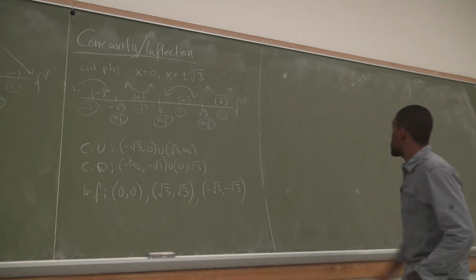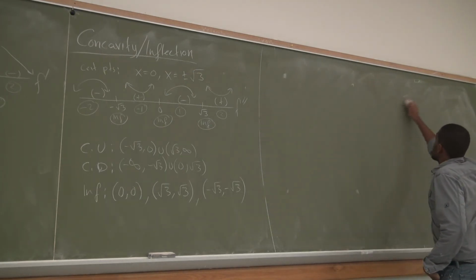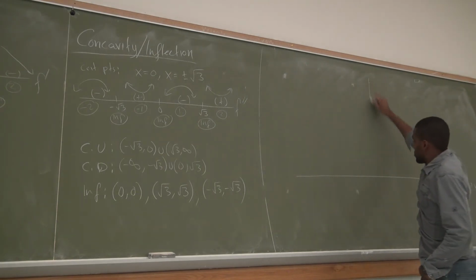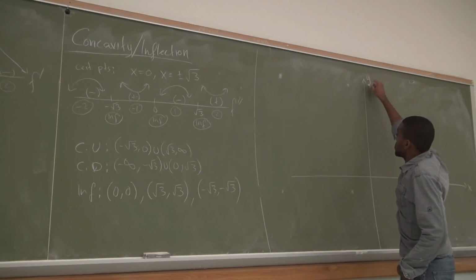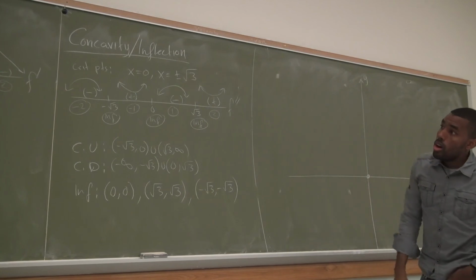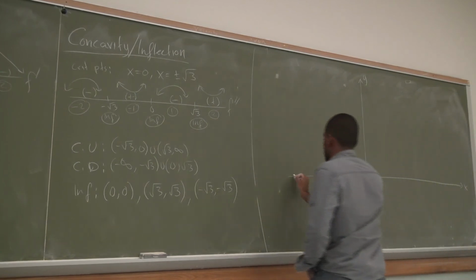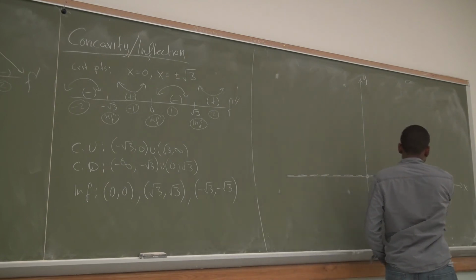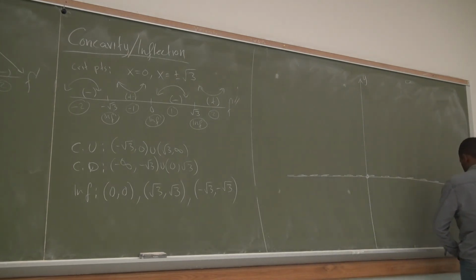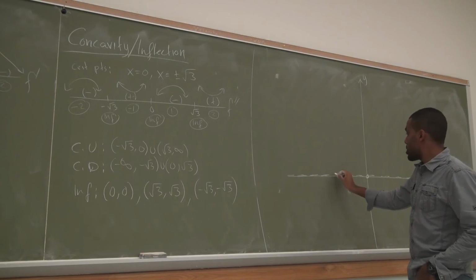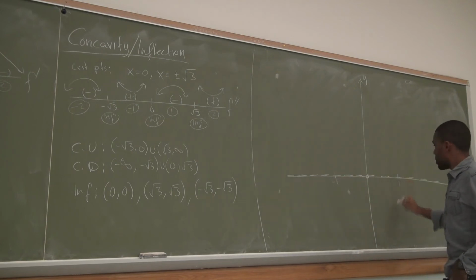Okay, now we can sketch the curve. Intercepts only the origin. Horizontal asymptote at 0. We're increasing at -1, 1.